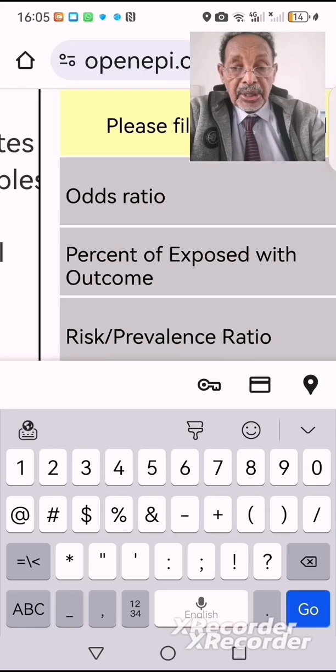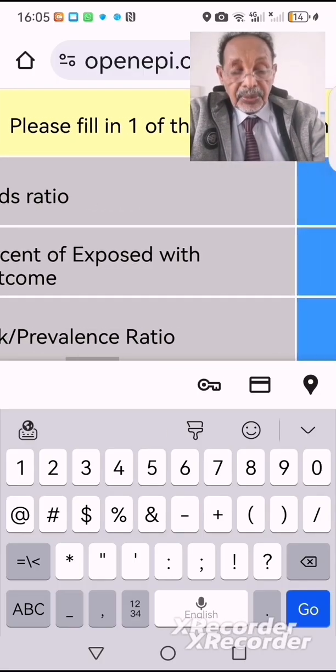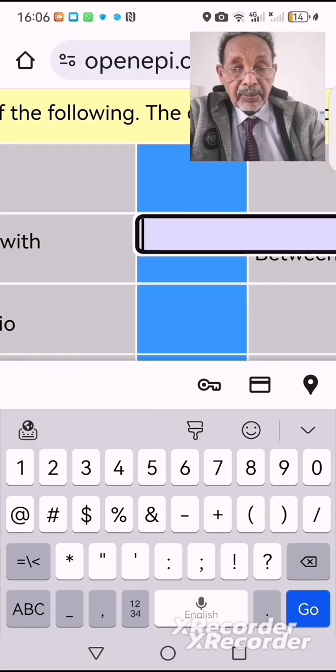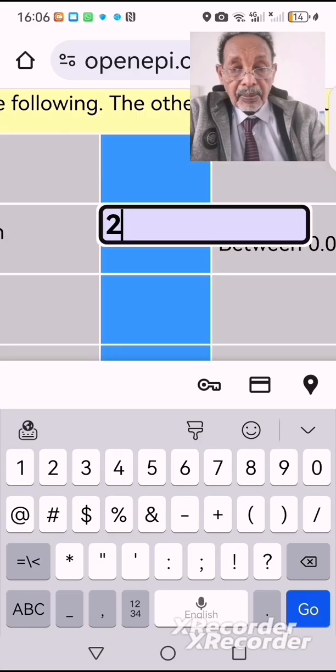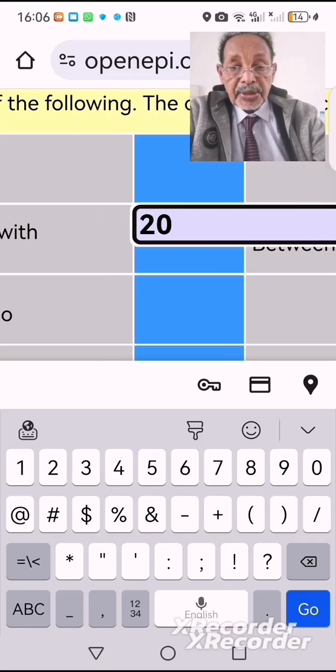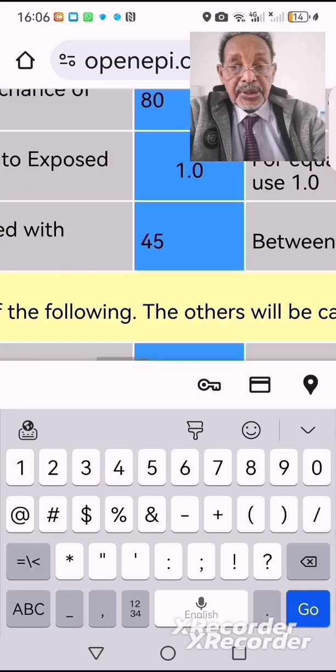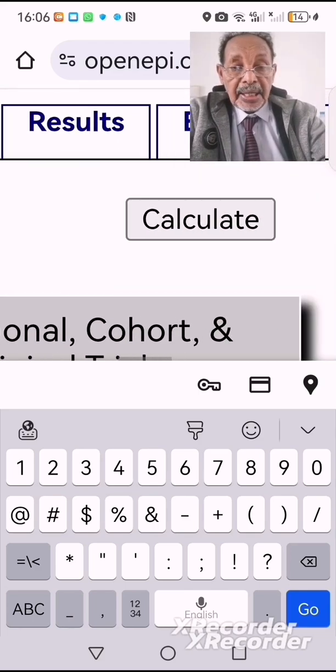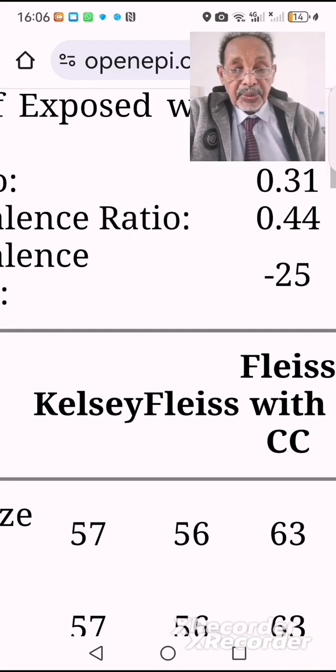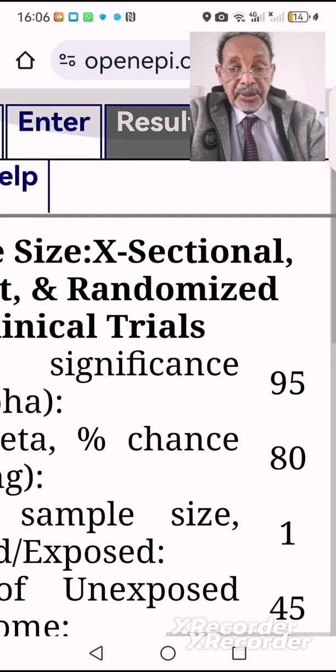Either the odds ratio, which we don't know, or the percent of exposed, that is the negative pressure wound therapy. The expected percentage, we will expect to be around, let us say, 20. Let us say 20. And we accept all these. Then we go here and calculate and see the results. These are the results of calculation.